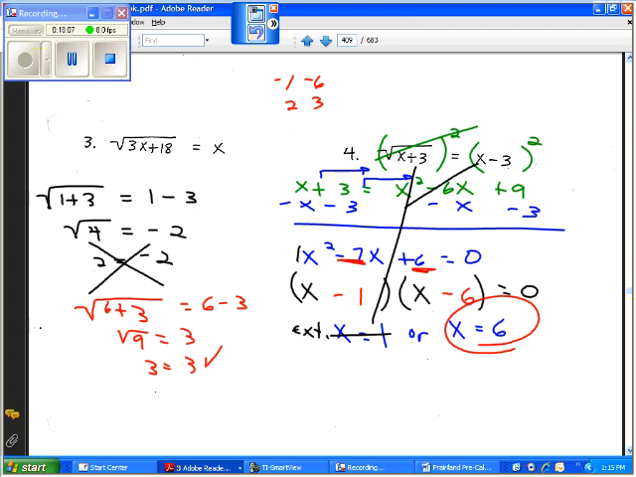They get a little more complicated as we go. What we're going to start dealing with is a radical on both sides before we're done, and a radical in a radical. Okay?